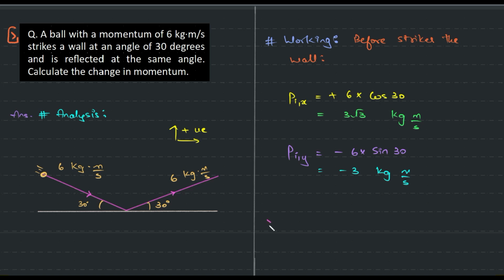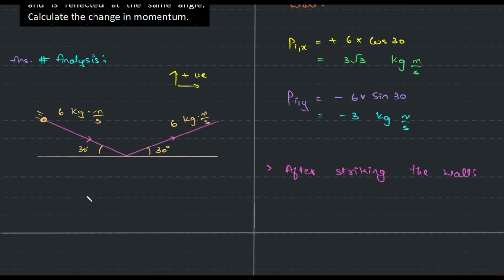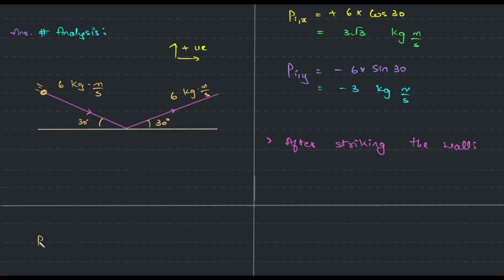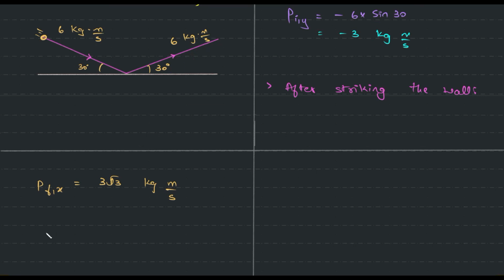Now let's look into after striking the wall. So we have P final along the x-axis, this will remain the same, 3 root 3 kg meter per second, while P final along the y-axis will be the same but in the positive direction. So this will be 3 kg meter per second.